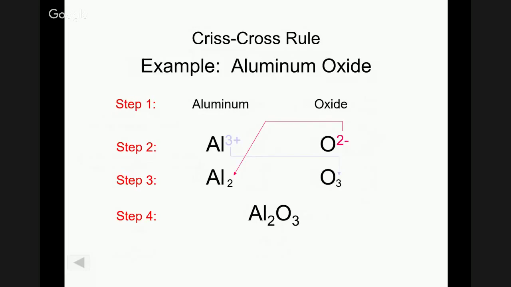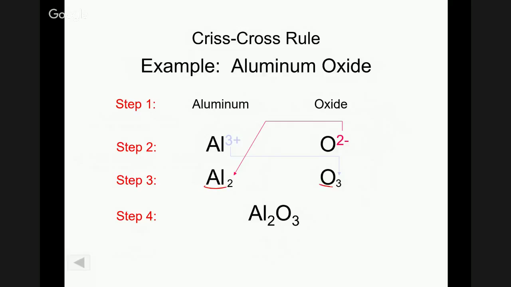Here we have aluminum oxide, and we follow the same steps. So in the first step, we write the names, aluminum and oxide. And then in step 2, we write the symbols. So aluminum is here again, Al, and we write its charge, which is 3+. And here we write oxygen, and oxygen's in group 6, which means it needs 2 more electrons, right? If we were to draw a Lewis structure, oxygen has 6 electrons, and to get a full happy outer shell of 8, it needs 2 more, so it's going to take a charge of 2-.